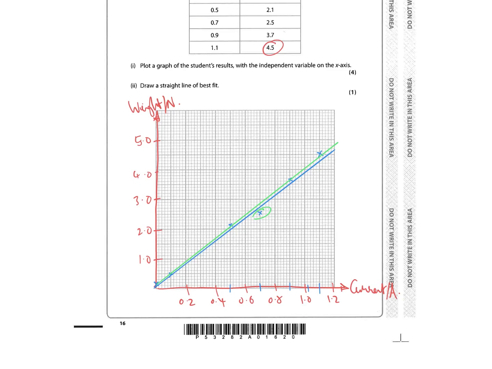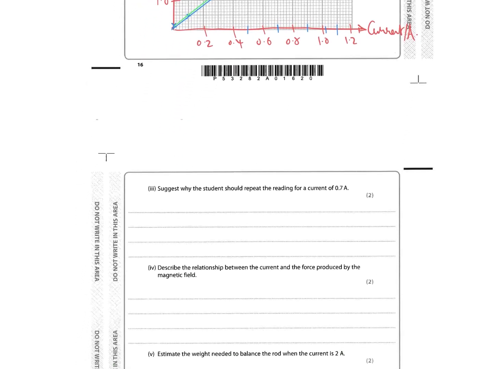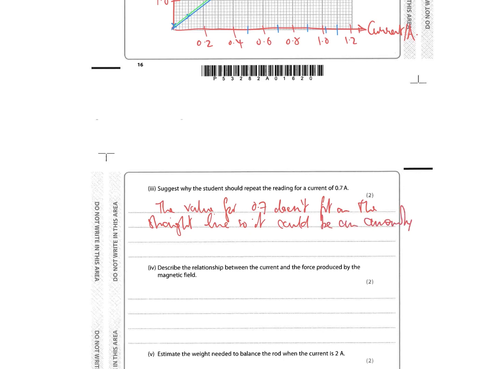So that's useful to know. It doesn't fit on the straight line. The value for 0.7 doesn't fit on the straight line. So it could be an anomaly. Repeat to check.